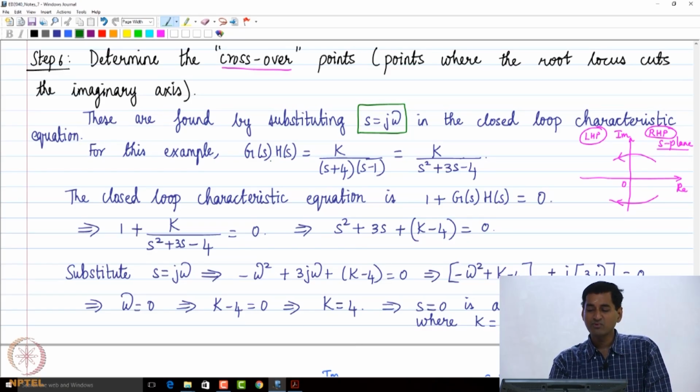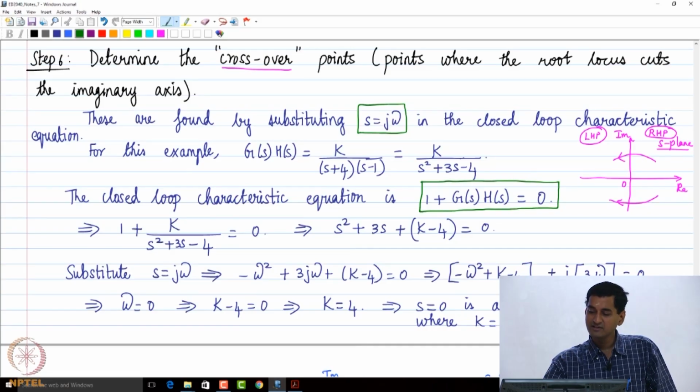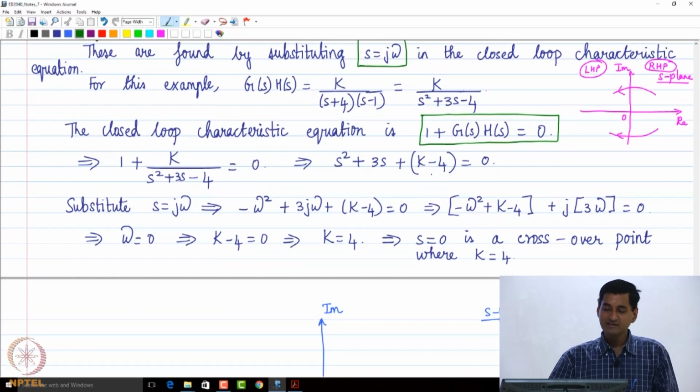So let's consider the example that we are looking at. For this example, G(s)H(s) was k divided by (s plus 4) times (s minus 1). I just expanded it as s squared plus 3s minus 4. Now the closed loop characteristic equation is 1 plus G(s)H(s) equals 0, which we already know. So we just plug it in and simplify, and we get the closed loop characteristic equation as s squared plus 3s plus k minus 4 equals 0.